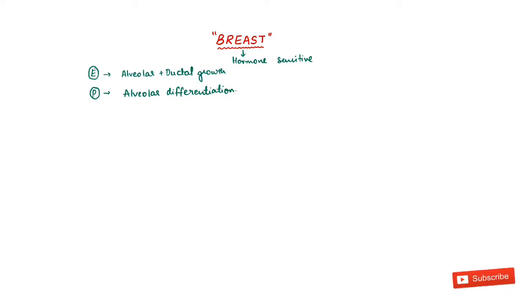And the other main topic is lactation. During the lactational period, there are two important hormones, that is oxytocin and prolactin. The oxytocin will help in milk ejection. The prolactin will help in milk production.